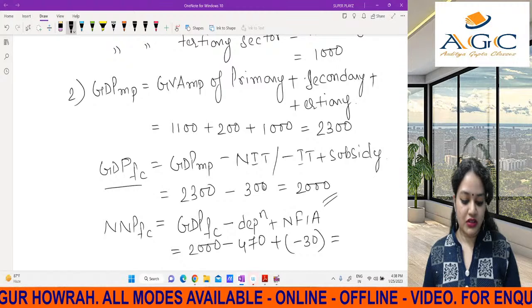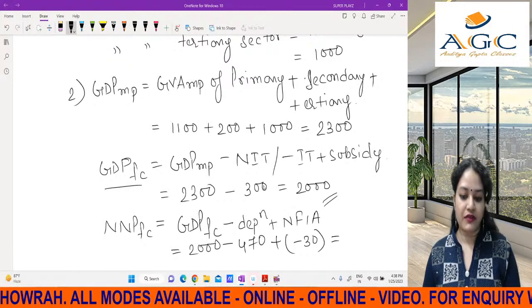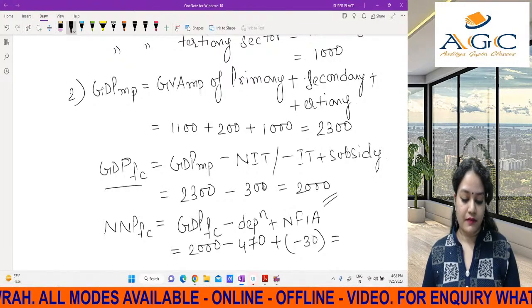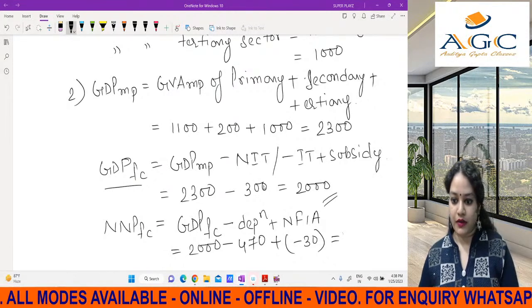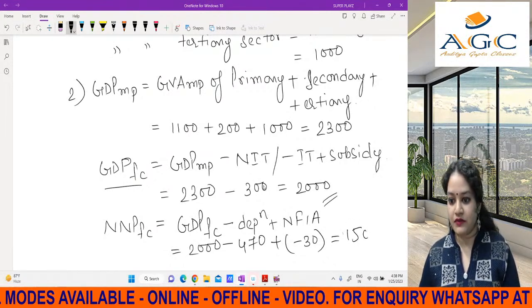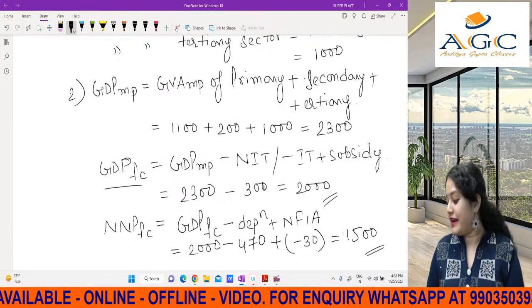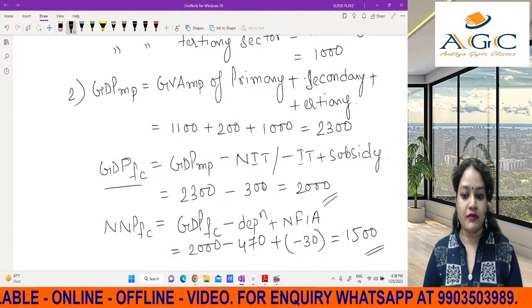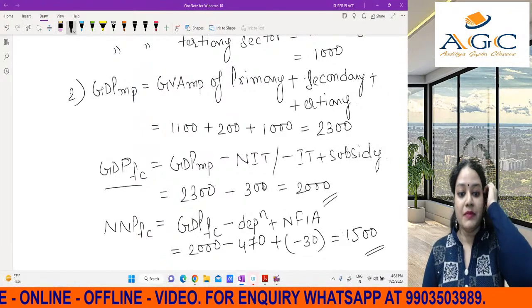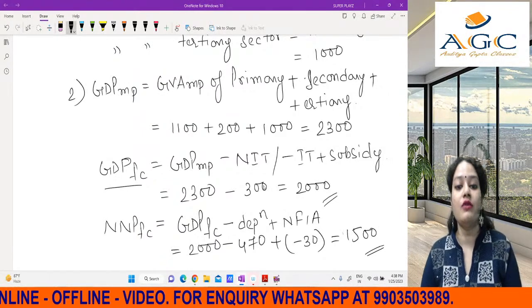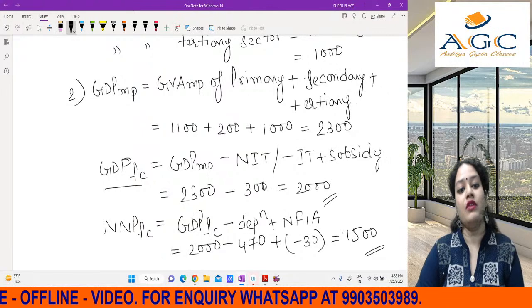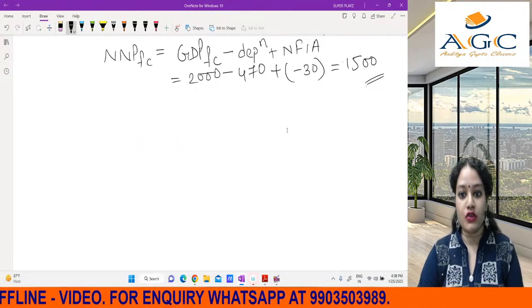Even in the comment section, the students can answer what is the value. So it's 1500, right? So that is how we have to find out our NNPFC and GDPFC through the value added method.